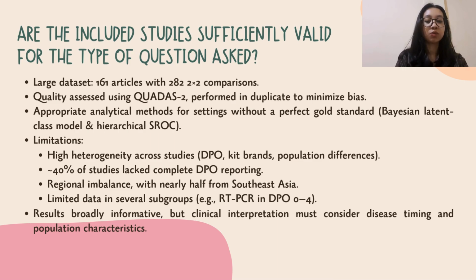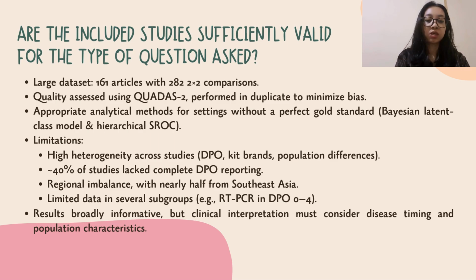So, in this section, we evaluate whether the studies included in the meta-analysis are sufficiently valid to address the primary question on the diagnostic accuracy of RT-PCR, NS1 ELISA, and IgM ELISA in acute dengue. The meta-analysis incorporates a very large dataset consisting of 161 articles and 282 2-by-2 comparisons.